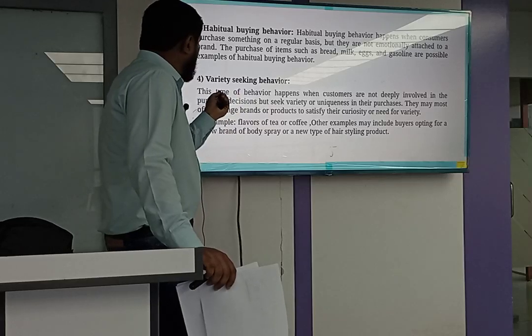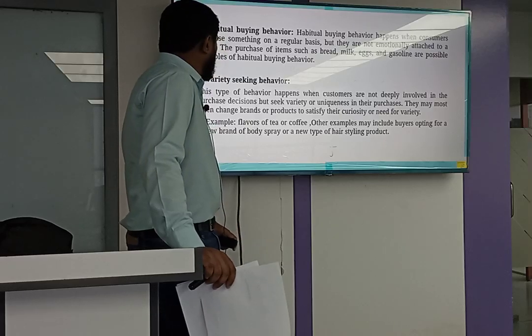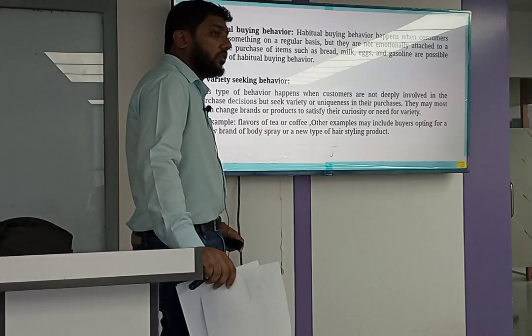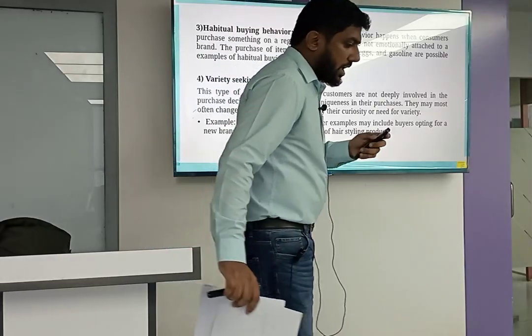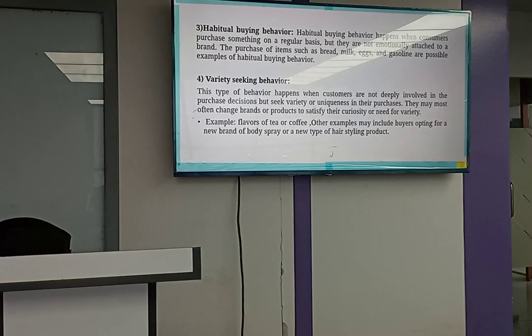So, variety seeking behavior. This type of behavior happens when consumers are not deeply involved in the purchase decision but seek variety or uniqueness in their purchase. This type of event occurs when someone is buying, suppose, tea. Normally you buy lemon tea. So now you think you want masala tea. That means you want variety in the product. For example, you can see flavors of tea or coffee. Other examples may include buyers opting for a new brand of body spray or a new type of hair styling product. So you seek variety sometimes.